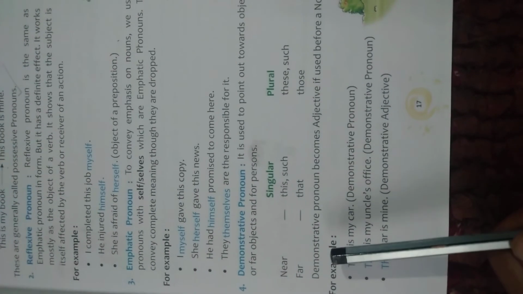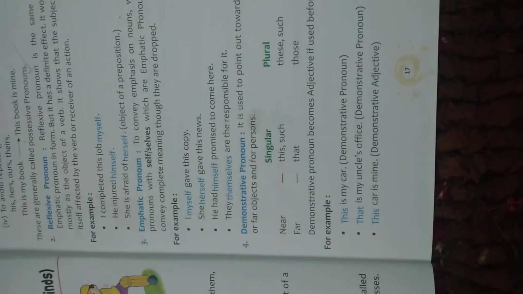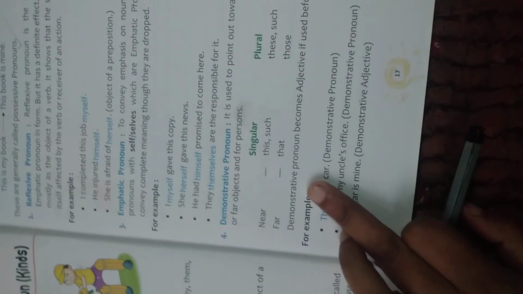A demonstrative pronoun becomes an adjective if used before a noun. For example, this is my car. These are demonstrative pronoun examples. So this is my car. That is my uncle's office. This car is mine.